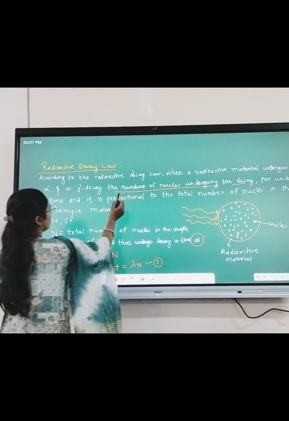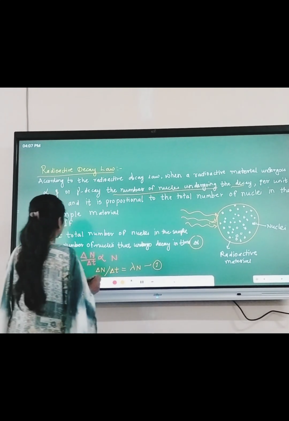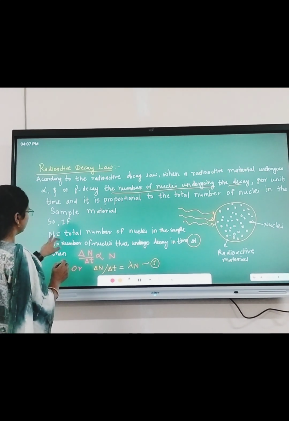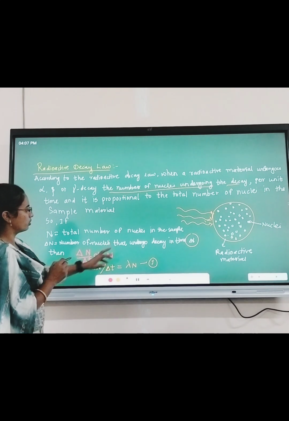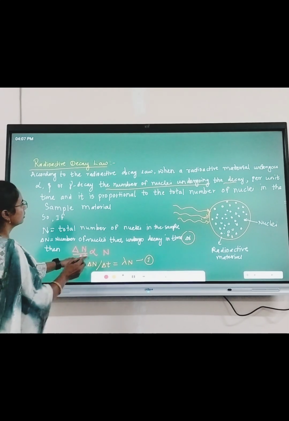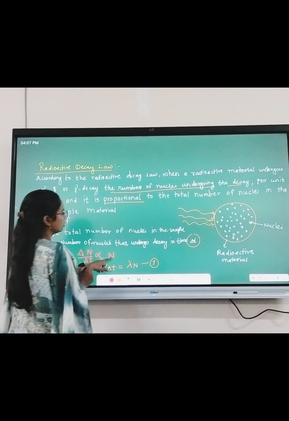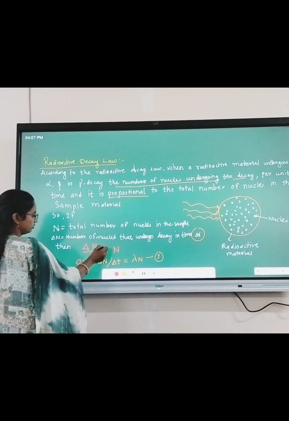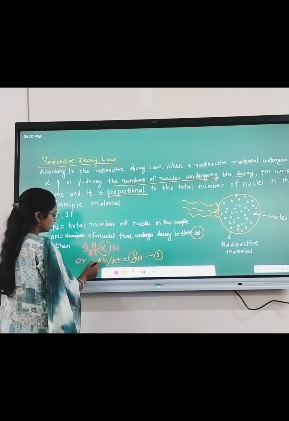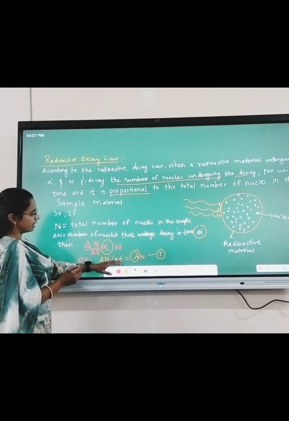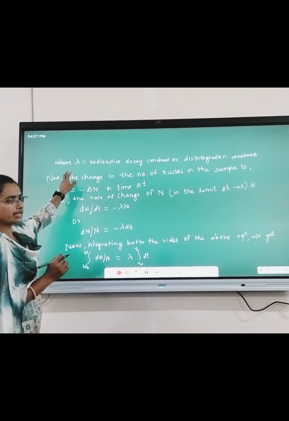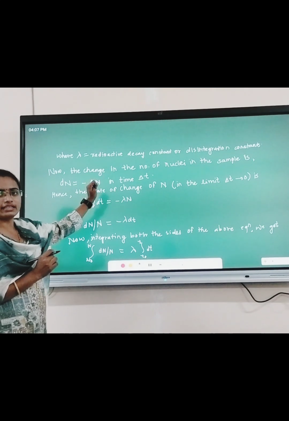Then we have the number of nuclei undergoing decay. The total number of nuclei in the sample is N, and delta N is the number of nuclei that undergo decay in time delta T. So delta N divided by delta T is proportional to the total number of nuclei. Here we introduce a constant, lambda, and we have the equation delta N divided by delta T equal to lambda N. This is equation number 1, and this lambda is the radioactive decay constant or disintegration constant.